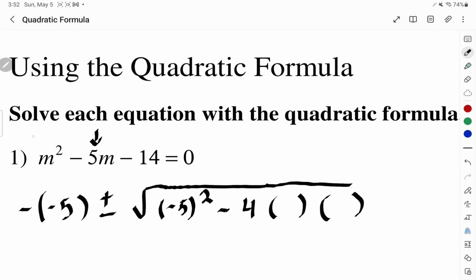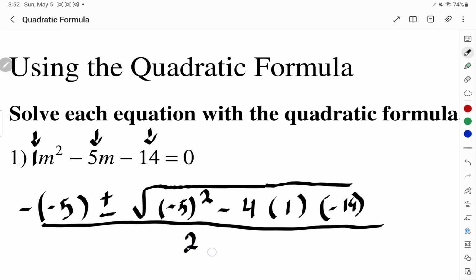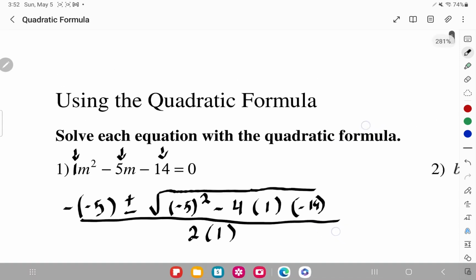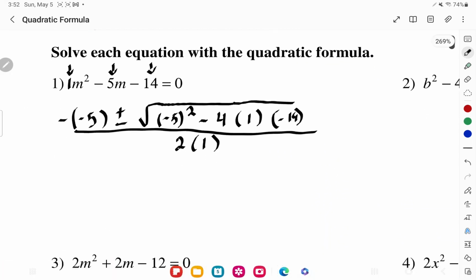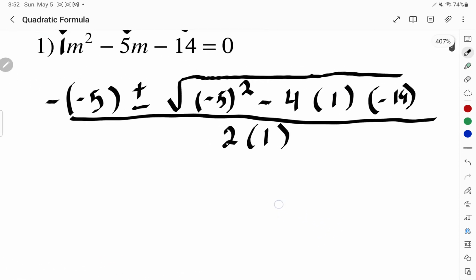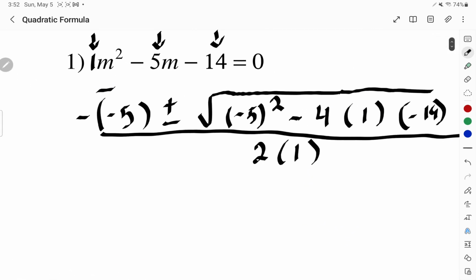Now A is whatever's in the front, in this case it's a 1, and C is this one right here, which is negative 14. Once you fill in all the top, you're going to do 2 parentheses A, in this case, again 1. So all you have to do at this point is start simplifying the whole thing. I'm going to start with the outside right here. Two negatives make a positive, so it's plus and minus 5.